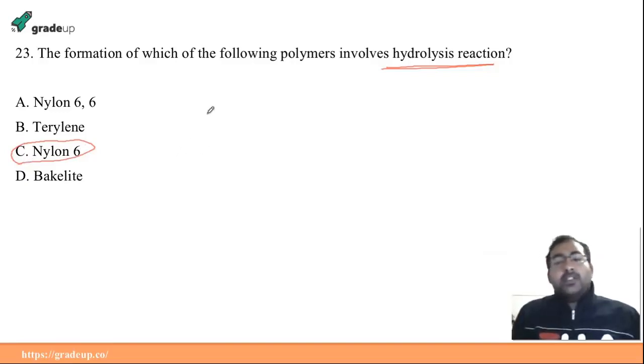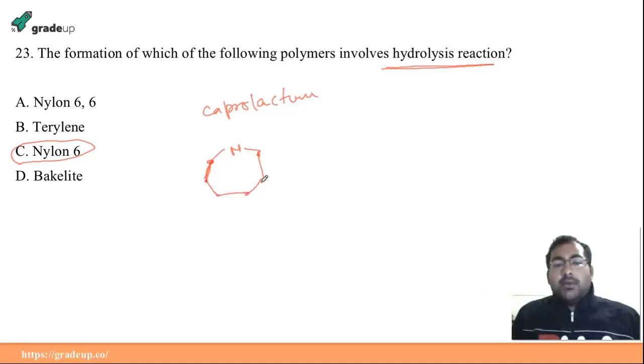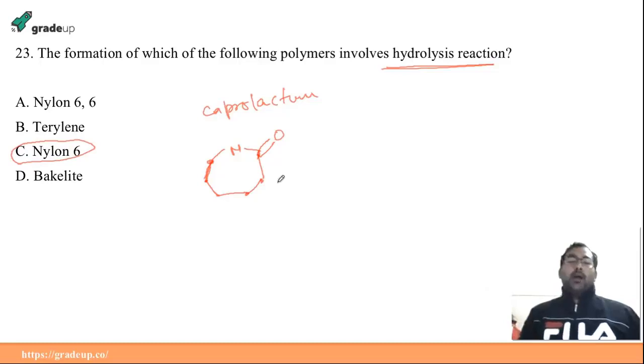And how does it form? It is formed from caprolactam, right? And what's caprolactam? How does it look? You have an N here, and then it's a 7 atom ring. So it's like 1 carbon, 2 carbon, 3 carbon, 4 carbon, 5 carbon, 6 carbon, and nitrogen. So it's a ring with 7 atoms altogether, and adjacent to the nitrogen you have a carbon with a double bond to O, and there will be an H attached to the nitrogen.